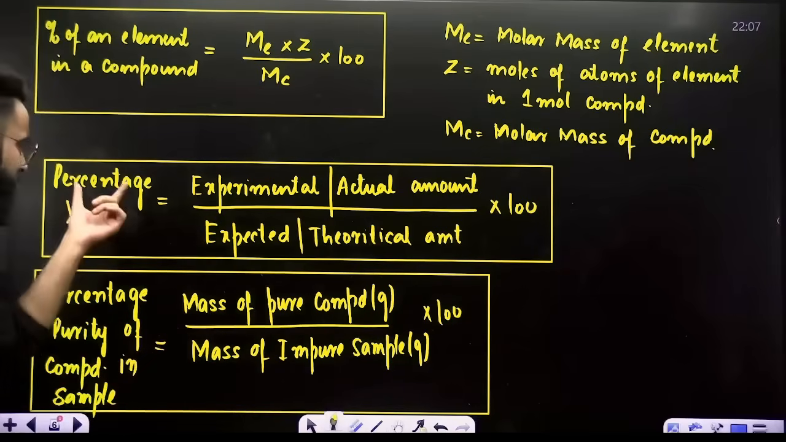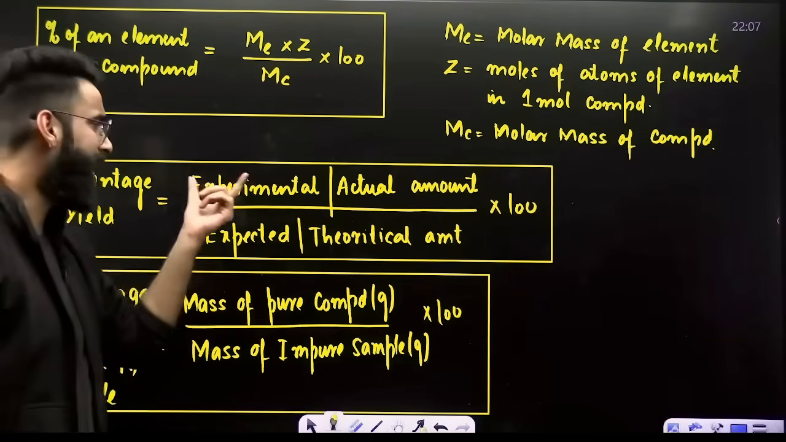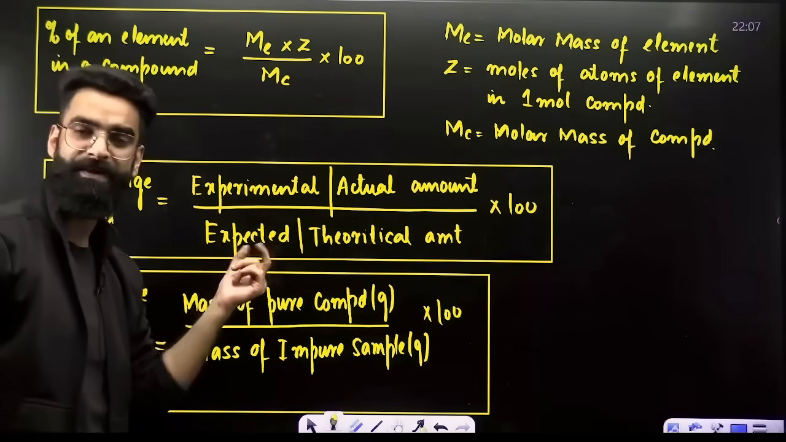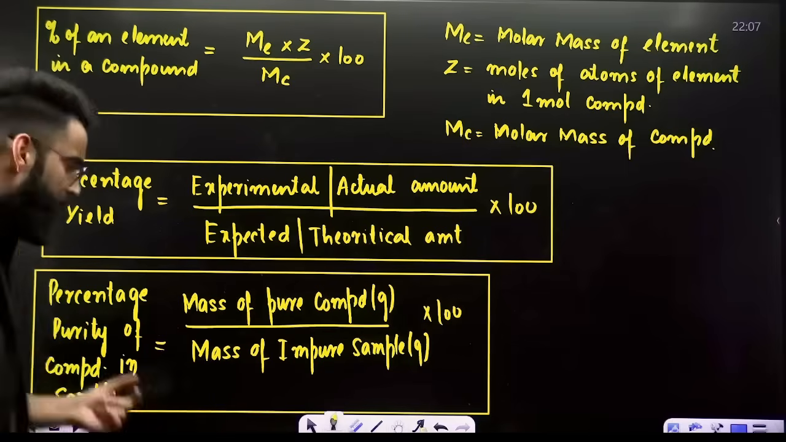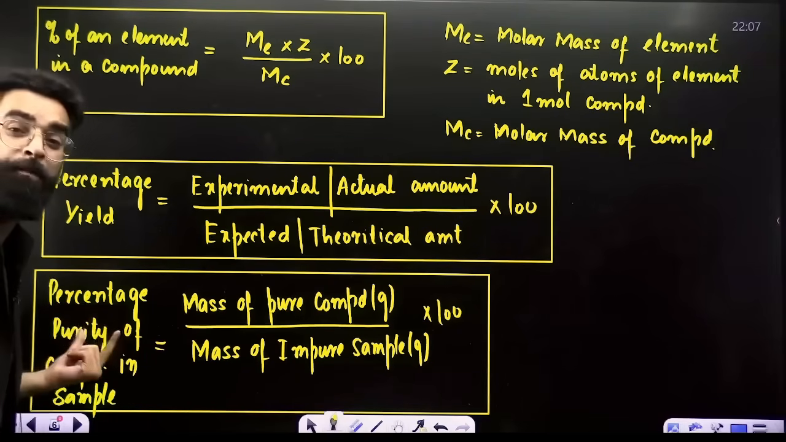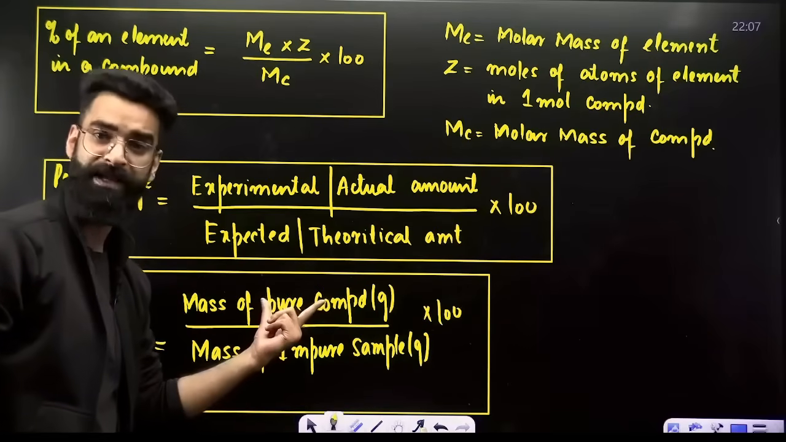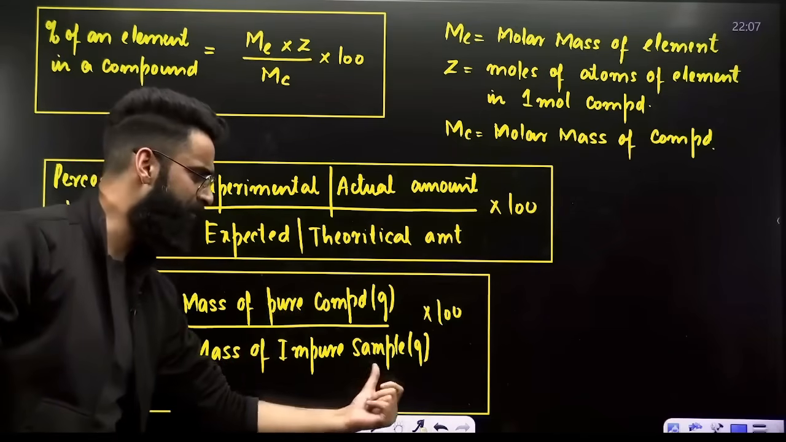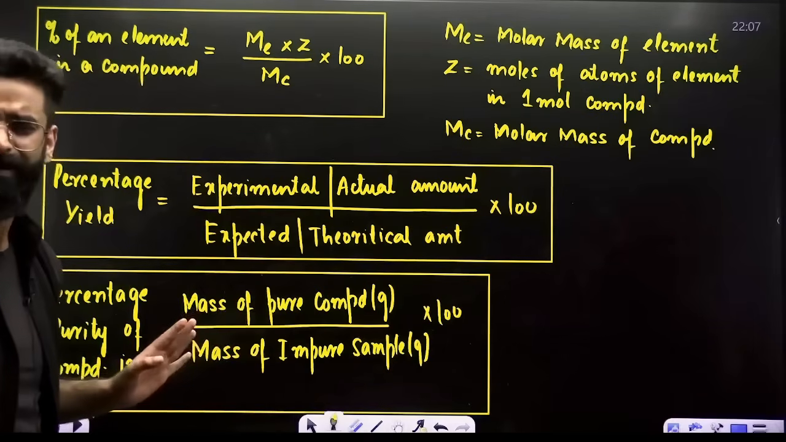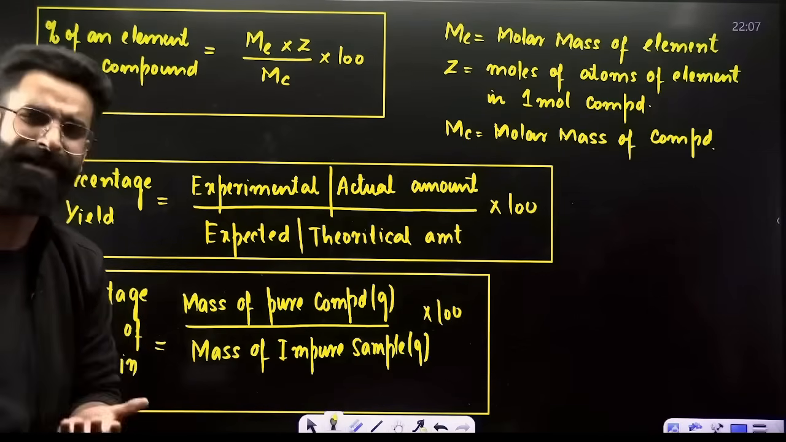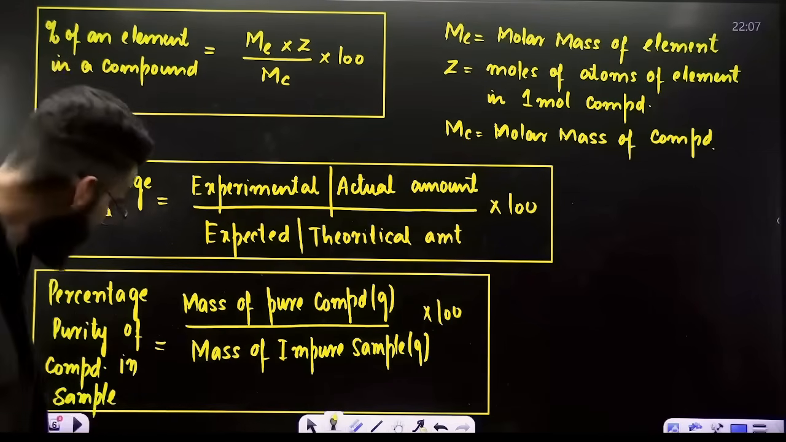In the similar way, percentage yield is always equal to experimental amount divided by expected amount multiplied by 100. Percentage purity of a compound in an impure sample is always equal to mass of pure compound in the impure sample divided by mass of impure sample multiplied by 100, right? All these topics I've taught you in detail in this particular channel only, right?